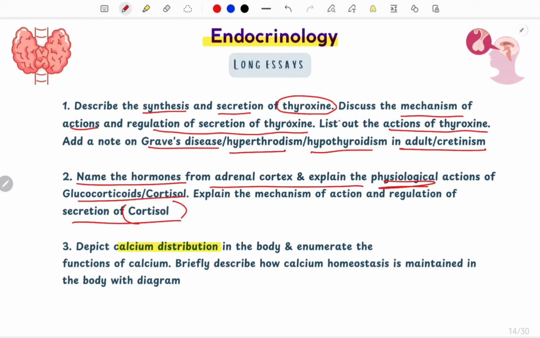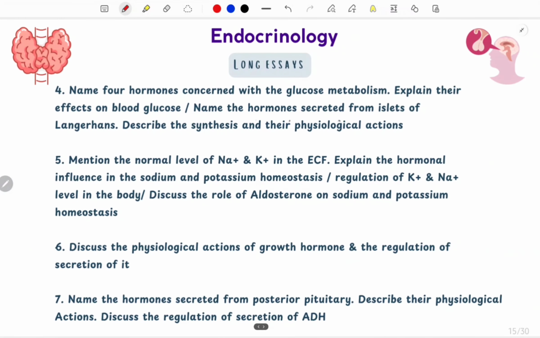Depict calcium distribution in the body and enumerate the functions of calcium. Briefly describe how calcium homeostasis is maintained in the body with diagram, okay? Also, they are asking again about glucose metabolism. As I told, the format is changing in every question along with the hormone that is required, okay? Name 4 hormones concerned with glucose metabolism and explain their effects on blood glucose, or they can be asked in this way, like name the hormones secreted from the islets of Langerhans, describe the synthesis and their physiological actions. These are the various formats of the question.